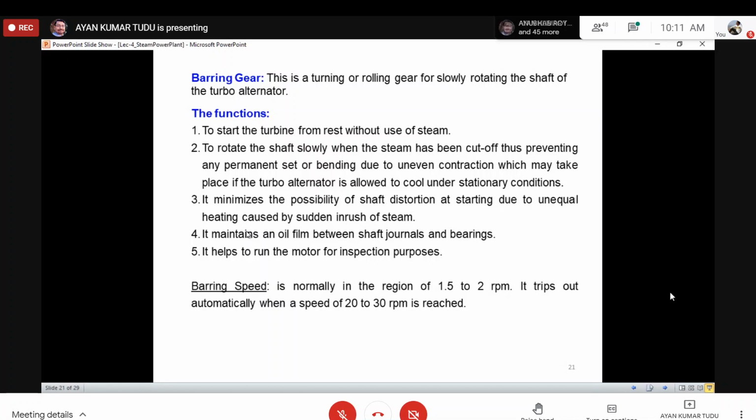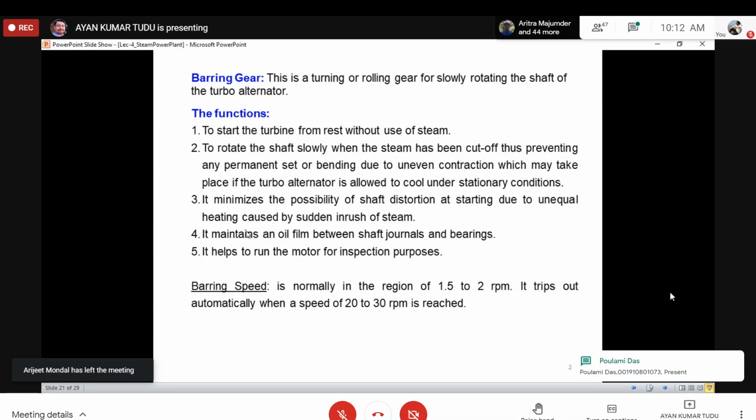Next, rotate the shaft slowly when the steam has been cut off, thus preventing any permanent set or bending due to uneven contraction, which may take place if the turbo alternator is allowed to cool under stationary conditions. Third, it minimizes the possibility of shaft distortion at starting due to unequal heating caused by sudden inrush of steam, and it maintains an oil film between the shaft journals and the bearings. It also helps to run the motor for inspection purposes.